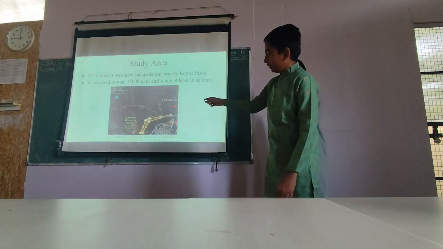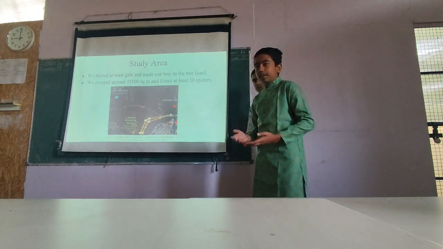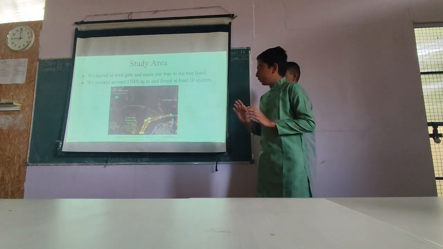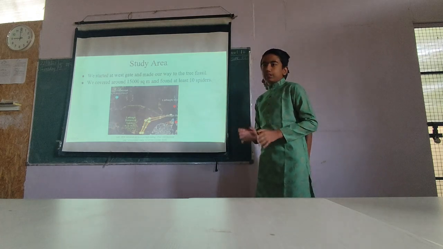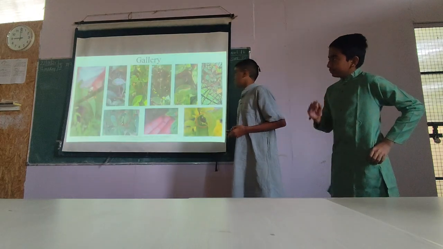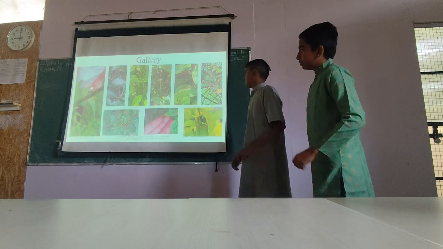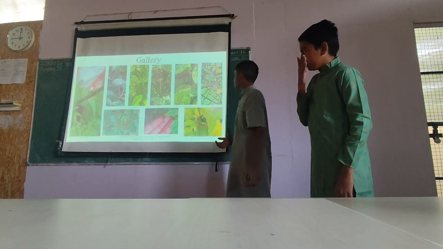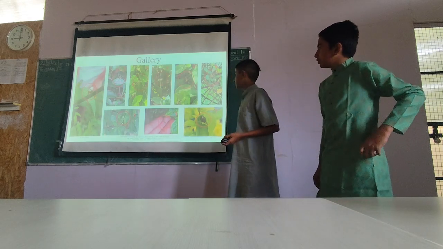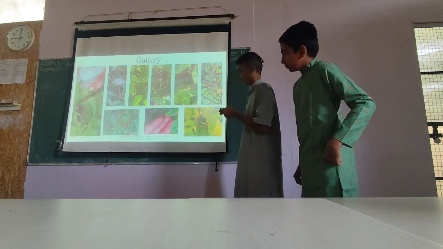The figure shows Lalbagh, and the yellow polygon is the area we have traveled. That is about 15,000 square meters, and we found 20 spiders, but only 10 of them were clear, so we could only identify 10 of these spiders. This is a gallery of some of the spiders that we found. These were the spiders that we had clear photos of. We found many more, but since we didn't have clear photos, we didn't want to include them.